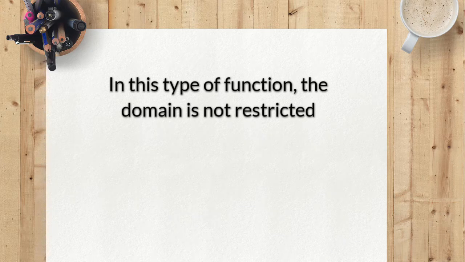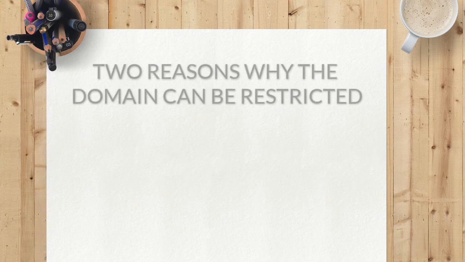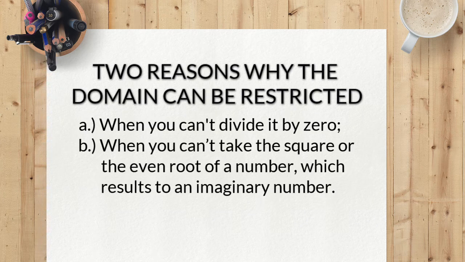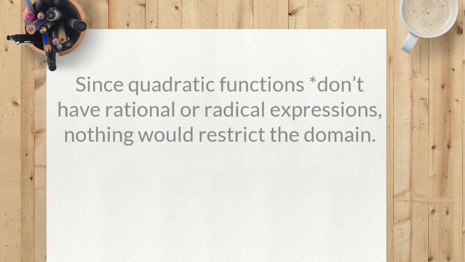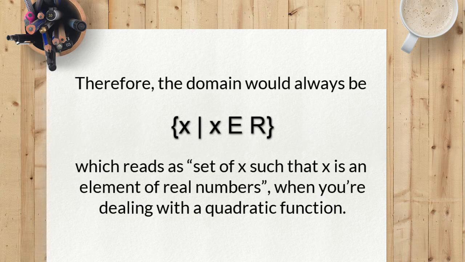In this type of function, the domain is not restricted. What do we mean by restricted? Well, the domain can be restricted because of two reasons. First is when you can't divide by 0, and second is when you can't take the square or even root of a number, which results in an imaginary number. Since quadratic functions don't have rational or radical expressions, nothing would restrict the domain. Therefore, the domain would always be the set of x such that x is an element of real numbers when you're dealing with a quadratic function.